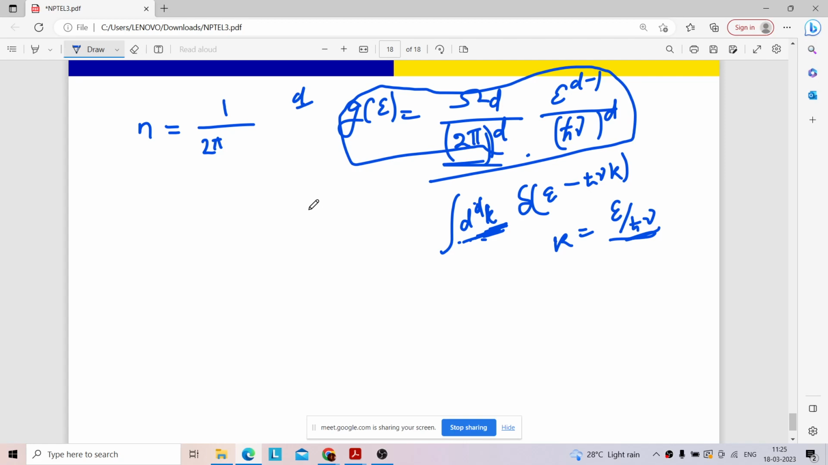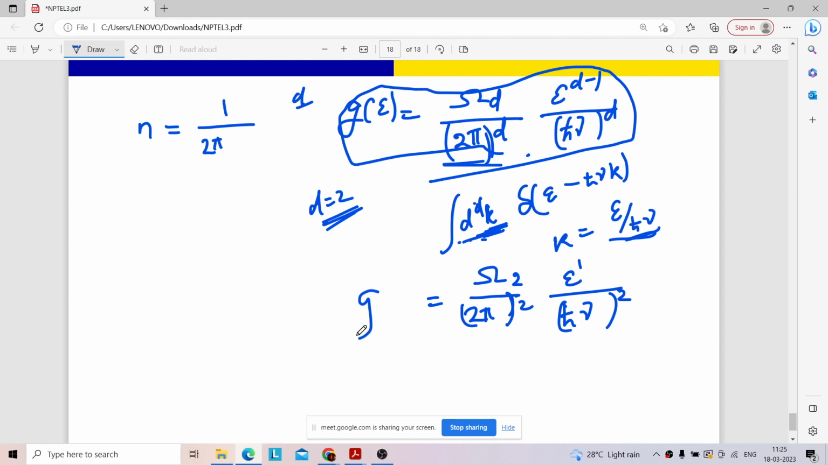Now we have calculated for three dimension. Now we will calculate for two dimension. So simply I have to put 2 here. So what will be the g? It will be gamma of 2, but 2 to the 2 pi to the power 2, epsilon 1 over h cross nu squared. So this is for d equal to 2, and then the density function is for d equal to 2.